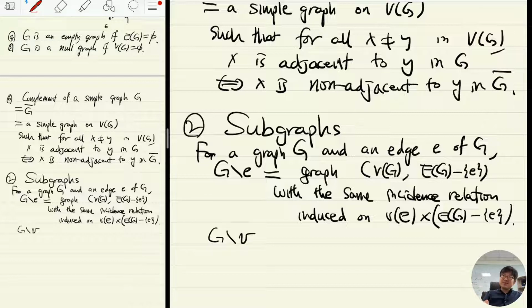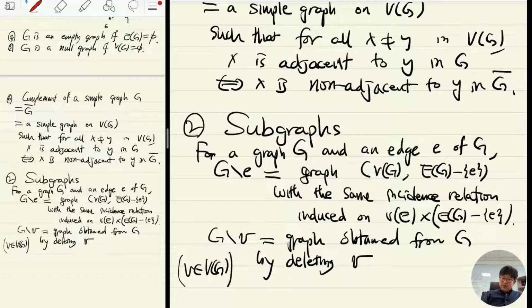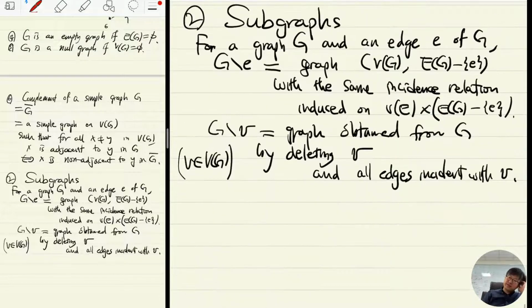What about deleting a vertex? The graph obtained from G by deleting the vertex V. When you delete a vertex, you have to delete all edges incident with V. So these are two operations.